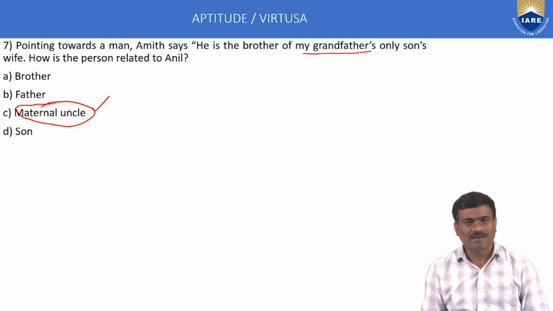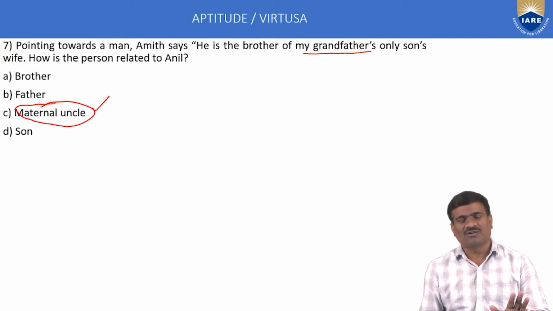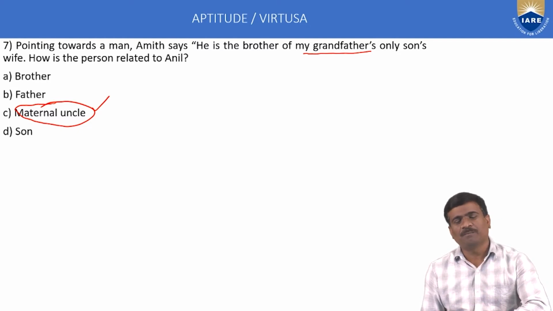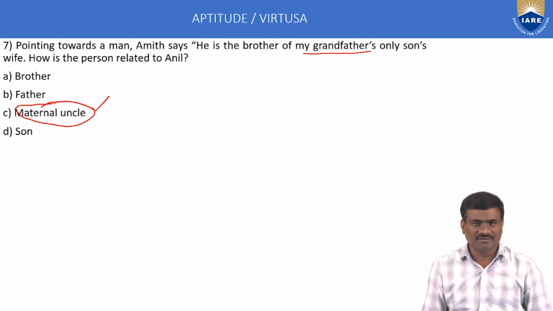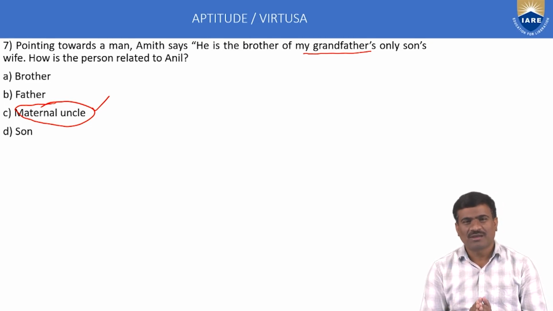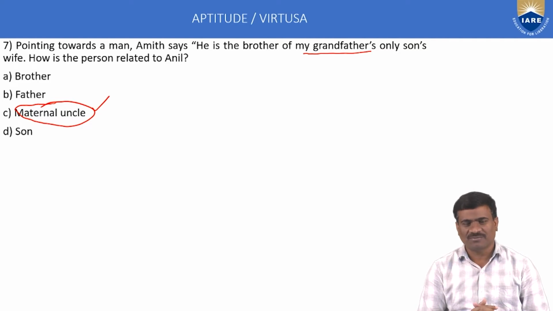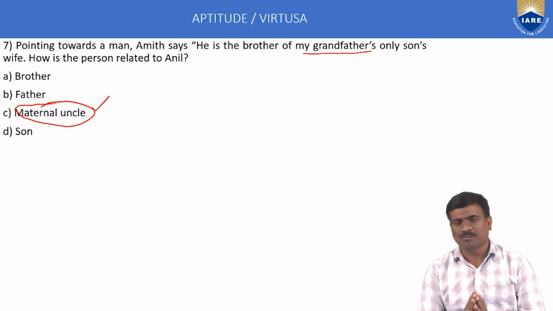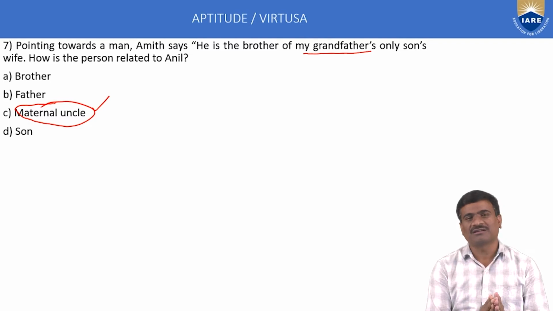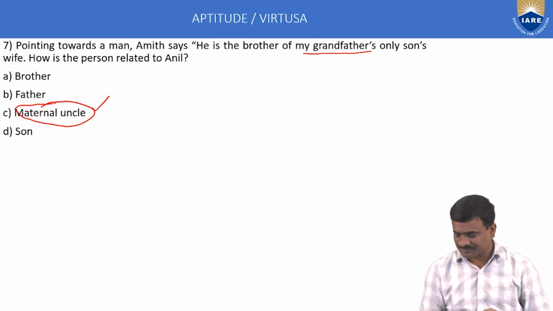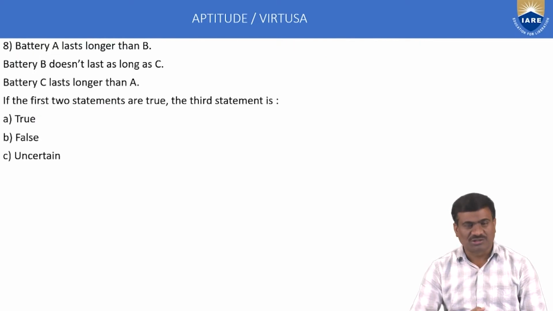Once more, shortcut method. There are no formulas in blood relations. Apply only the back to front method. Back statement: my grandfather's only son means father. Father's wife is mother. Mother's brother is called maternal uncle. Option C only is correct. Next, the eighth one.